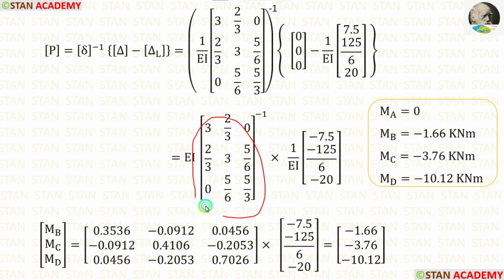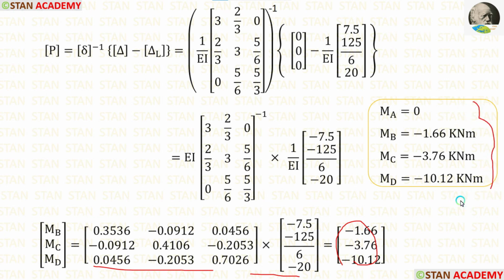For this matrix, we have to find the inverse. We can apply all of the values in the calculator and get the inverse. I have used the calculator and got the inverse. After multiplying these two matrices, we are getting the final moments. In this analysis, we have calculated all of the moments.